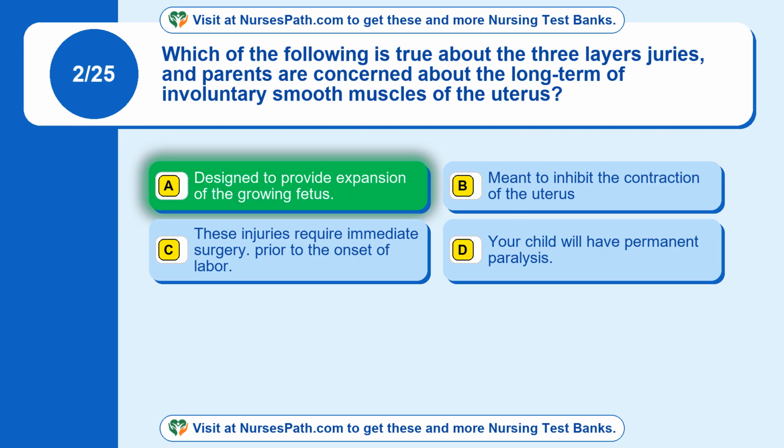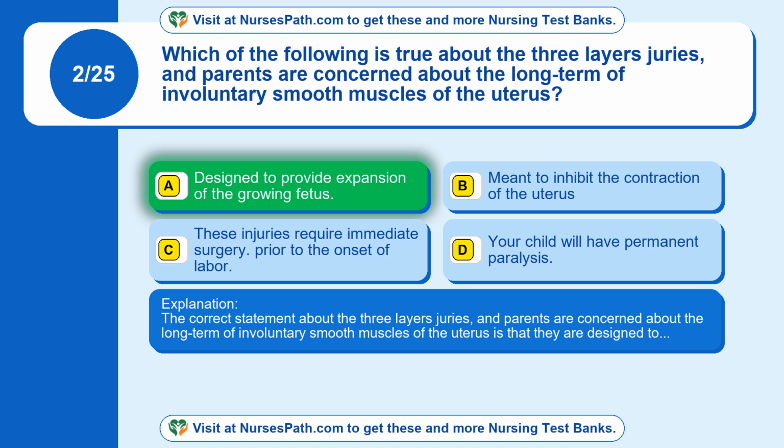The correct answer is option A. Designed to provide expansion of the growing fetus. The correct statement about the 3 layers of involuntary smooth muscles of the uterus is that they are designed to provide expansion of the growing fetus.